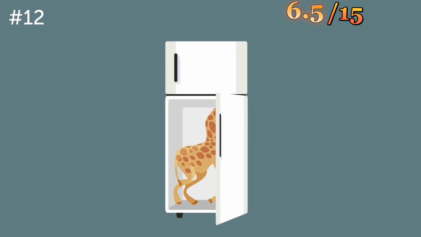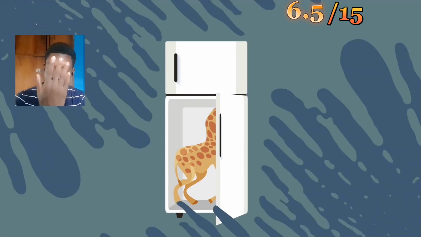This question in particular shows if you tend to overcomplicate things. How am I overcomplicating? How is that overcomplicating things? How do you put a giraffe in a refrigerator? What?